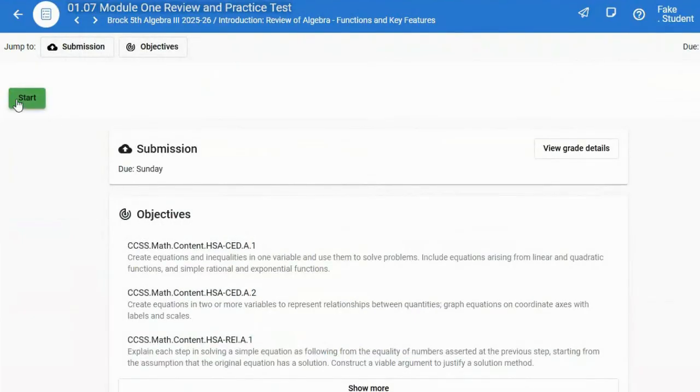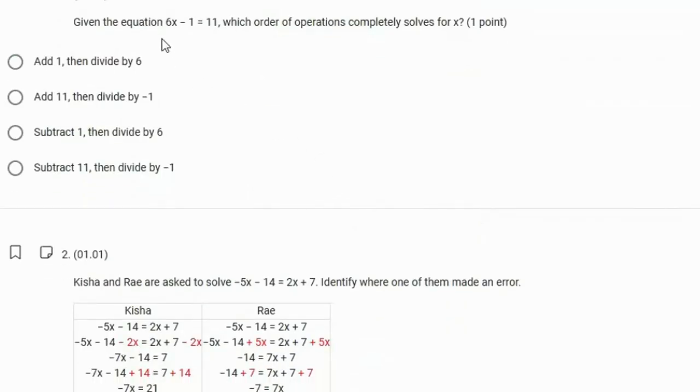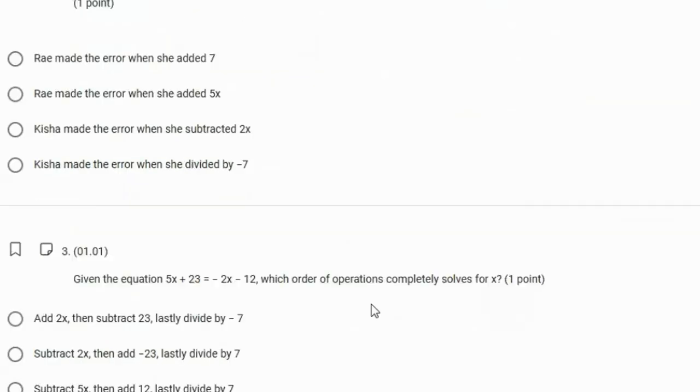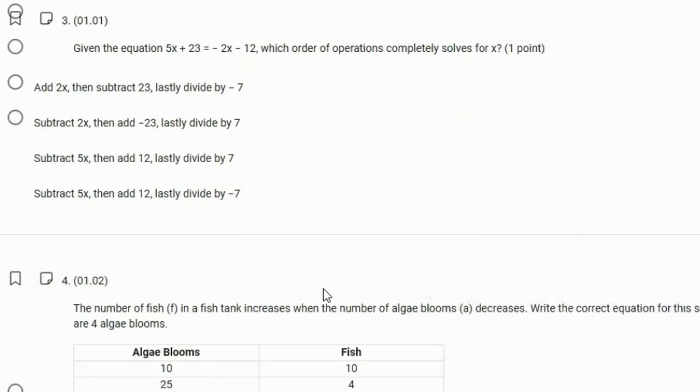So here's the practice test. It looks just like any of the assignments. Hit start, multiple choice. Given this equation, which order of operations? This goes all the way back to our first week when we looked at order of operations. Got to add 1 then divide by 6, or add 11 divided by -1. These two students both solved this equation right here. Which one made an error? So there's 4 choices there. Given this equation, which order of operations completely solves for x? So what are all the steps needed?